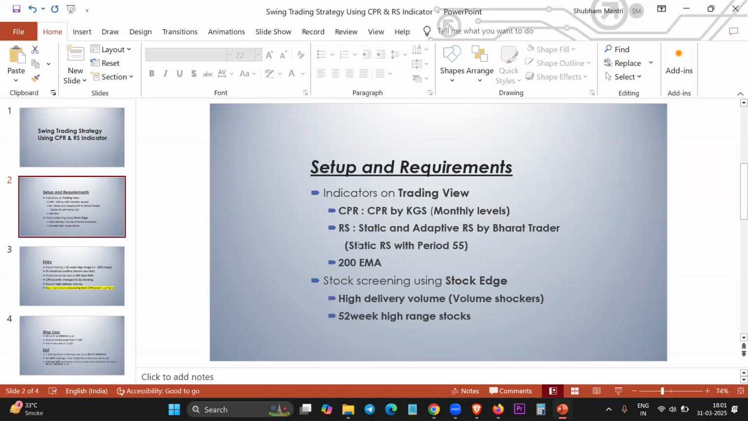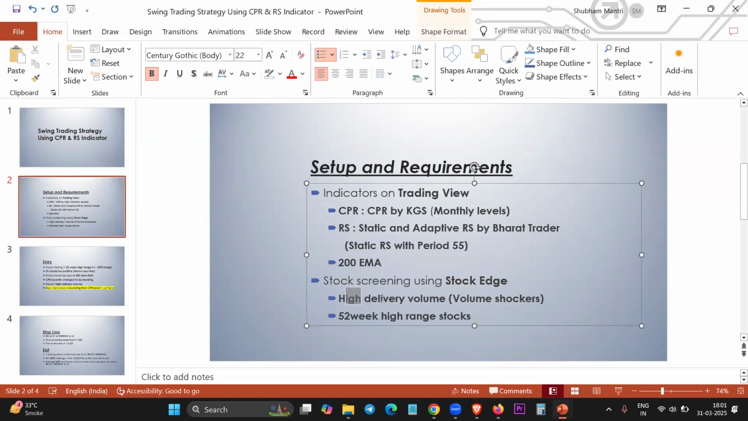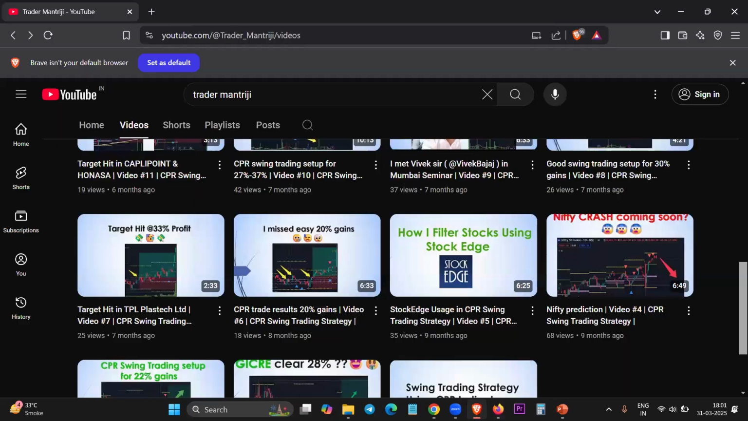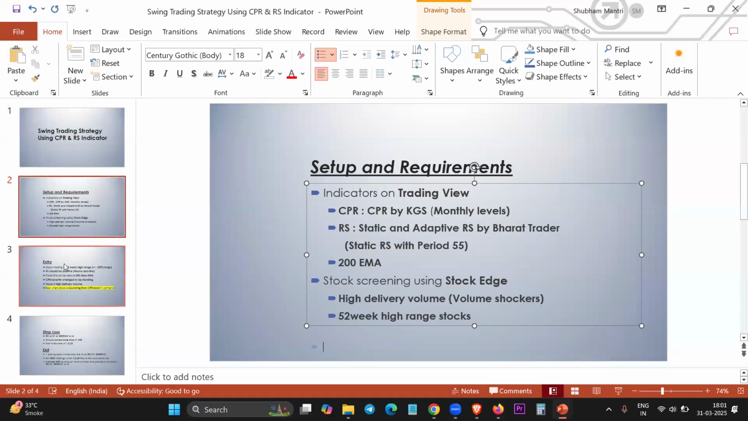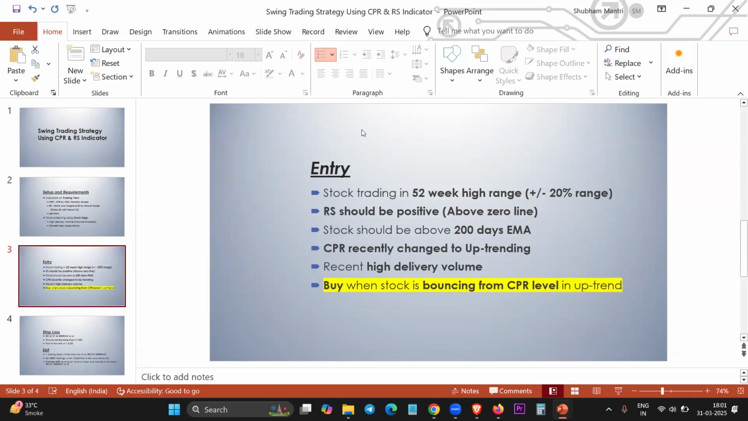For stock screening, I'm using Stockcage, wherein we are checking high delivery volume stocks and 52-week high range stocks. If you want to see how I filter stocks using Stockcage, then you can watch my video number 5. For more details, you can refer to this video. So let's move on, coming to the entry criteria now.